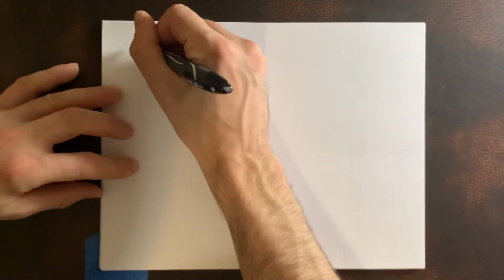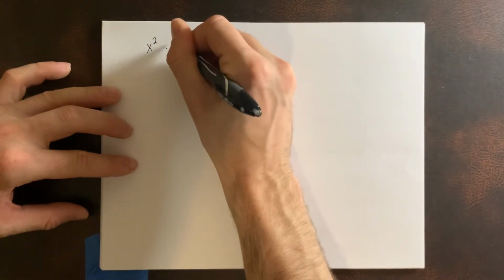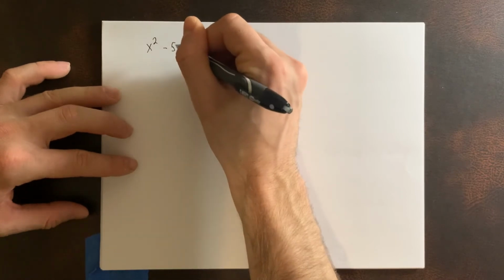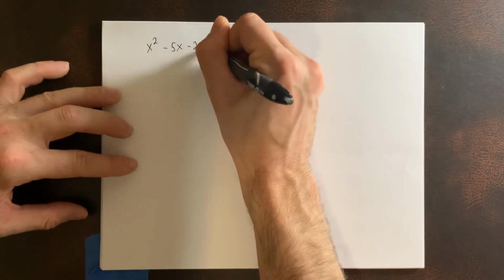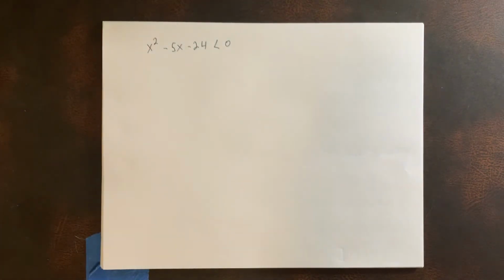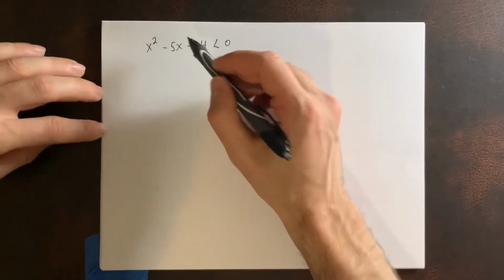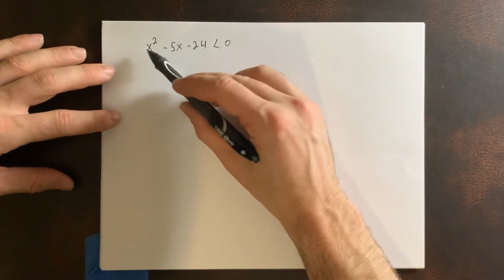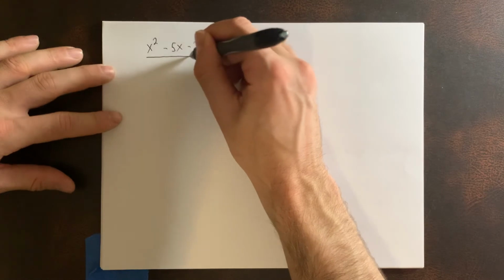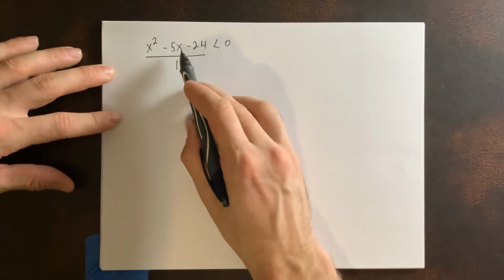So let's do x squared minus 5x minus 24 is less than 0. Okay, so if you look back at those steps, the first step was factor the top and the bottom. So first, let's just look at this. We don't really have a bottom, but we can write this as this whole thing divided by 1. So this could be the top and this could be the bottom. So let's start by factoring the top.